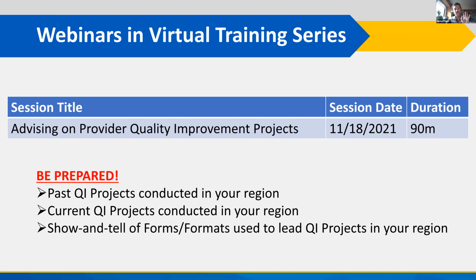Now, this is the only one this series that we have a homework for you. So the homework will be, we want you as AAs to bring information on past QI projects conducted in your region. We want to hear about current QI projects that are being conducted in your region. And we want show and tell of the forms and formats that you use to lead QI projects in your region. So do you have a report form that you use?